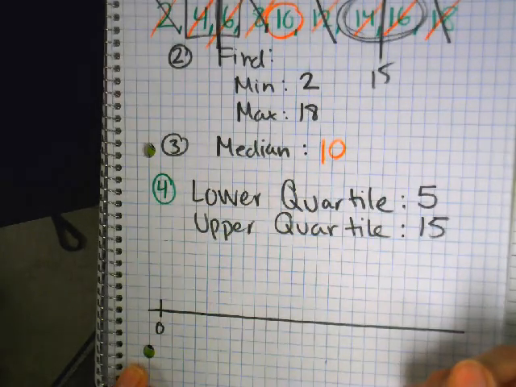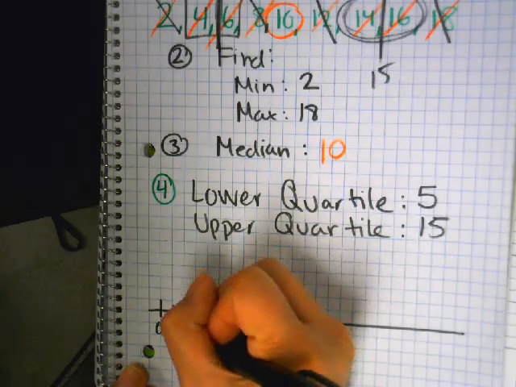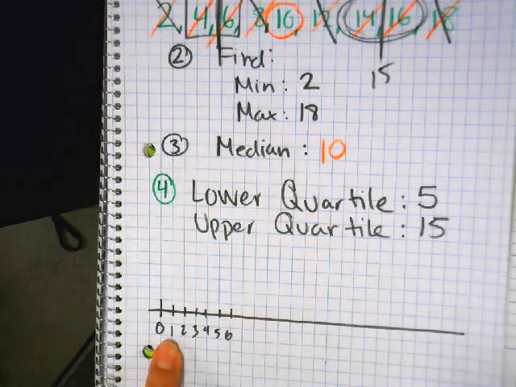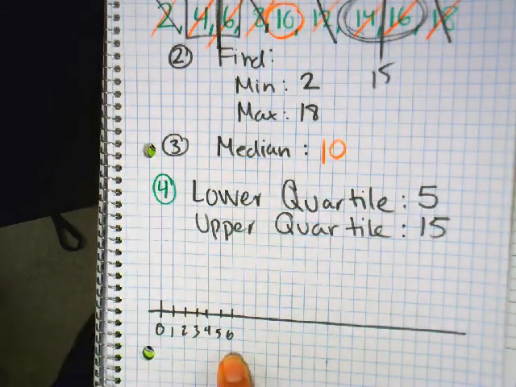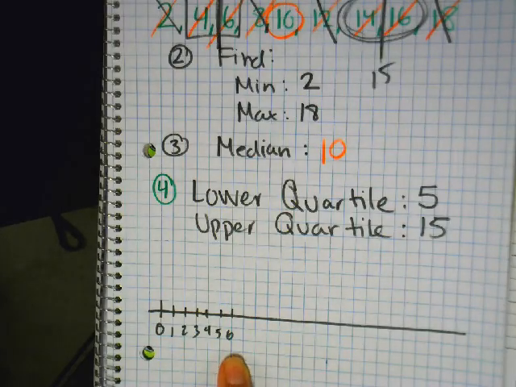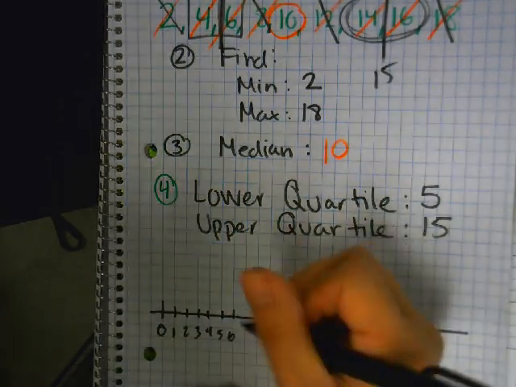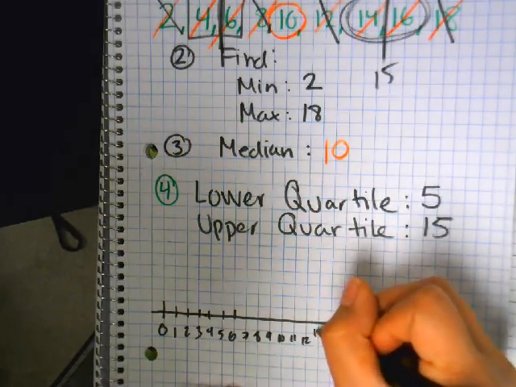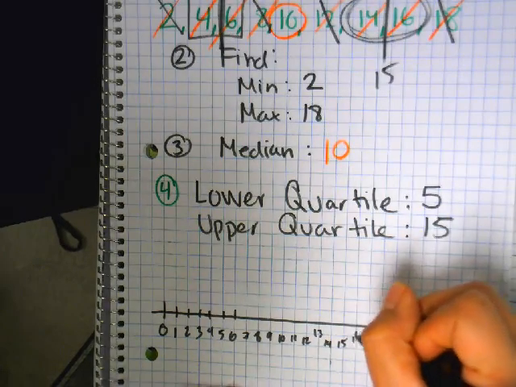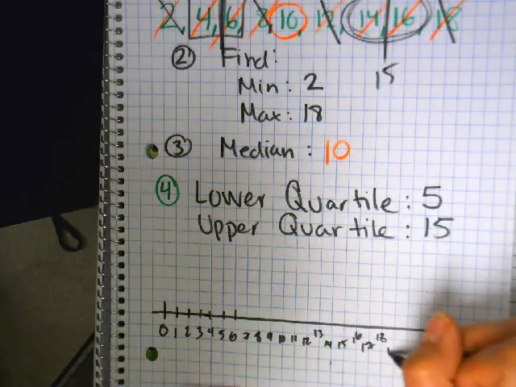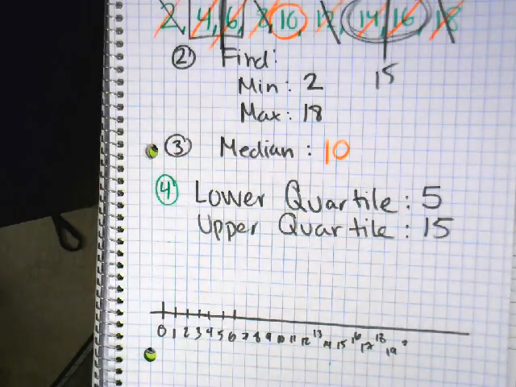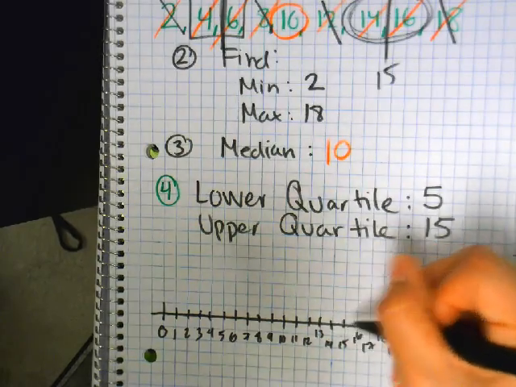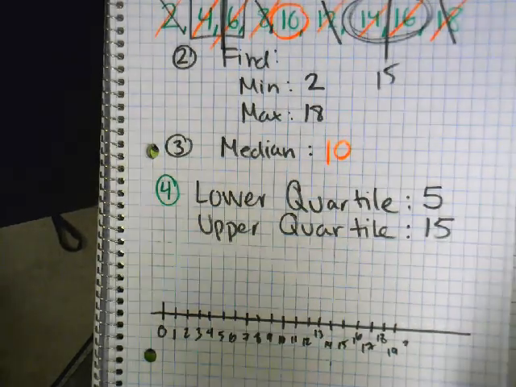0, 1, 2, 3, 4. Okay, I'm going by ones. 1, 2, 3, 4, 5, 6, all the way to 19. So count by ones all the way to 19. Go. Yeah, if you need to make the line longer on the left or the right. If you have graph paper, obviously it's a little bit easier.